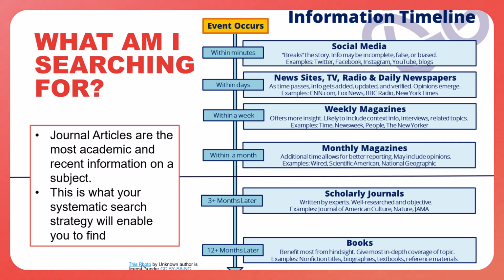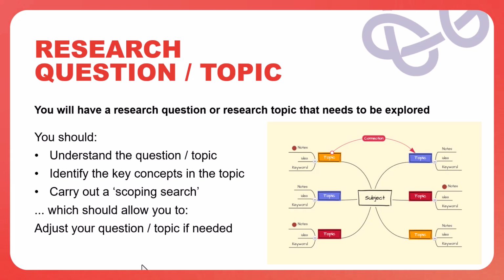It will be those kinds of resources that your assignment will be expecting you to review as part of your research project. Developing a systematic search strategy will enable you to find the information that's most relevant for the topic that you're researching. You will have a topic that you will be researching. You might have come up with this yourself, or it might have been assigned to you. Make sure you have a strong understanding of that topic. You should identify the key concepts that are within that topic. We're going to have a look at that in a moment.